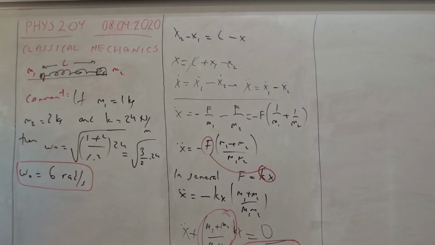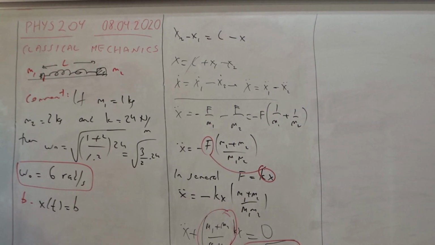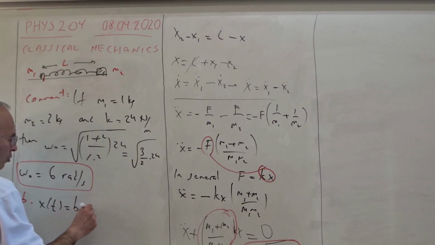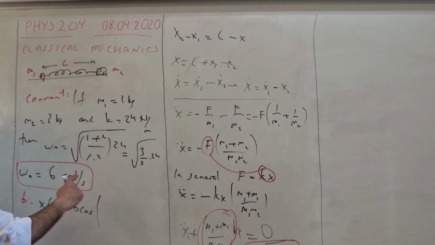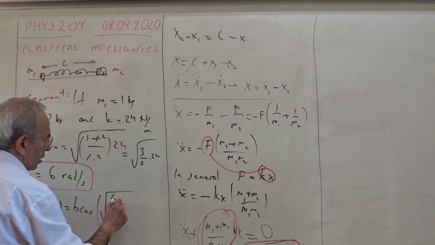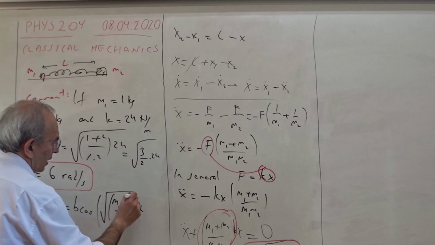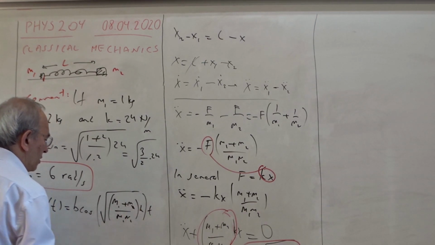Now part B is the equations of motion. Part B, you can easily write equations. For instance, x of t is just the initial amount of compression, and the problem was telling us that it was compressed by B. So B was the initial amount of compression multiplied by cosine omega 0 t. What is omega 0? It is this right hand side: root of m1 plus m2 divided by m1 m2 multiplied by k, times t.